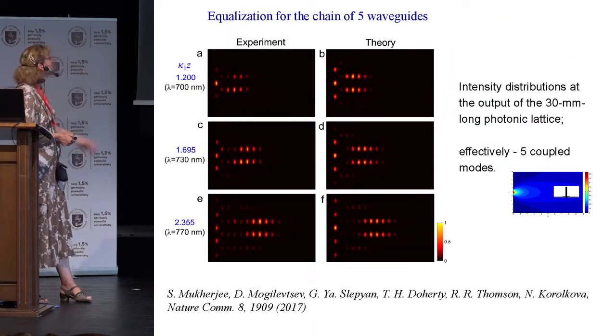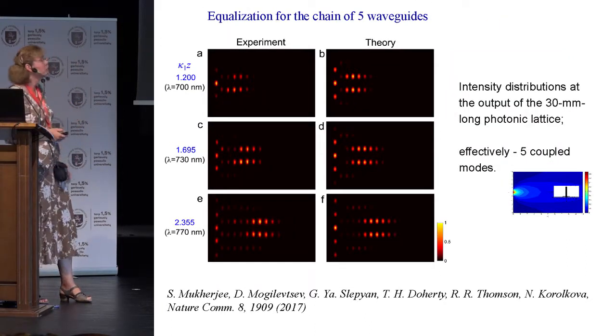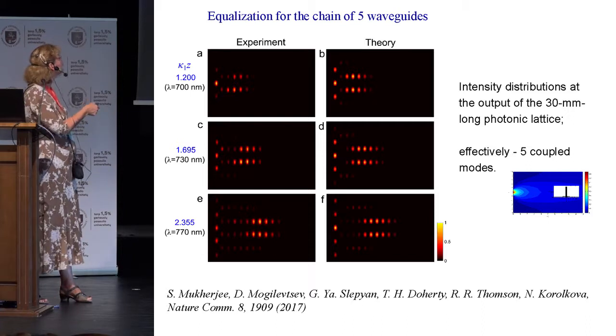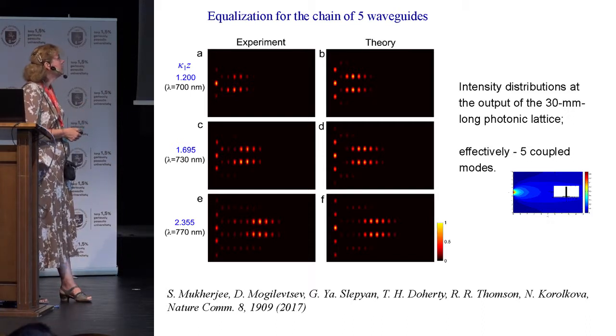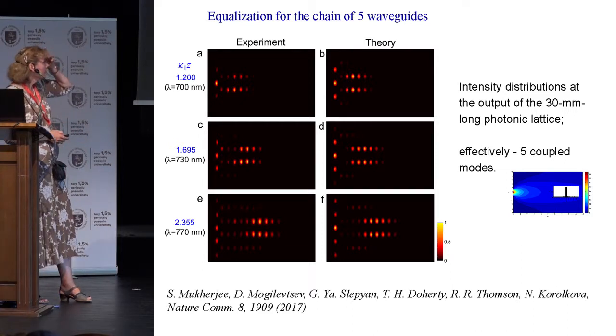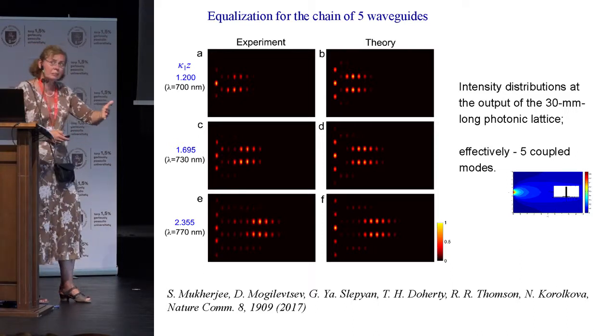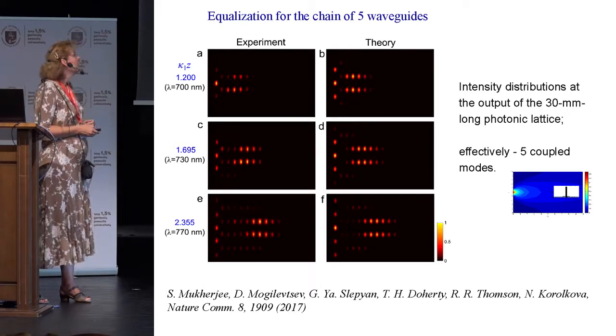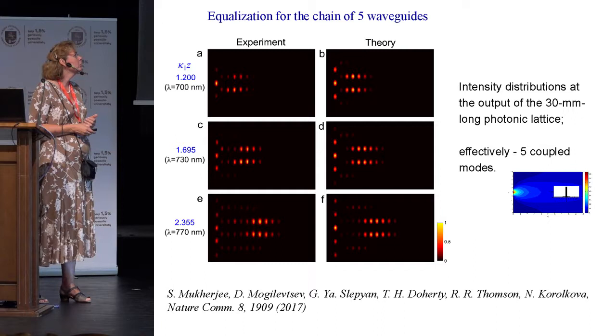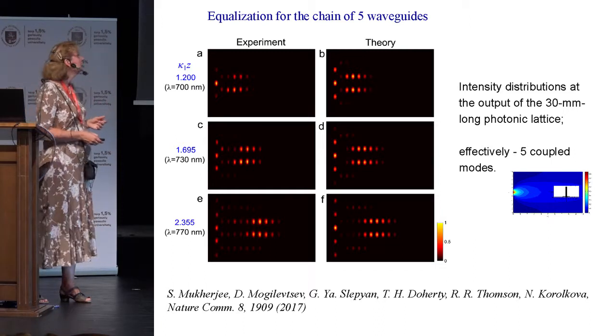Or you can do it with longer chains. We just do, for the start, just 5 waveguides. Again, you see the distribution, the equalization between the different waveguides. And this is the first step to make sure that it works in this quasi-classical regime. And then we're going to move on to more fancy, more quantum stuff.